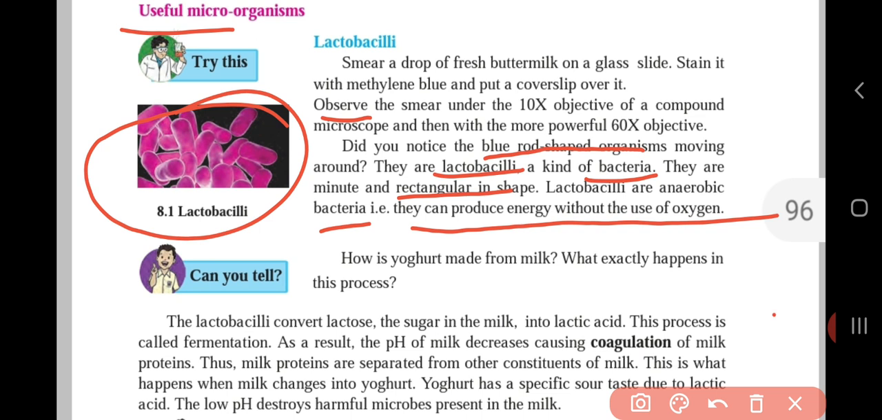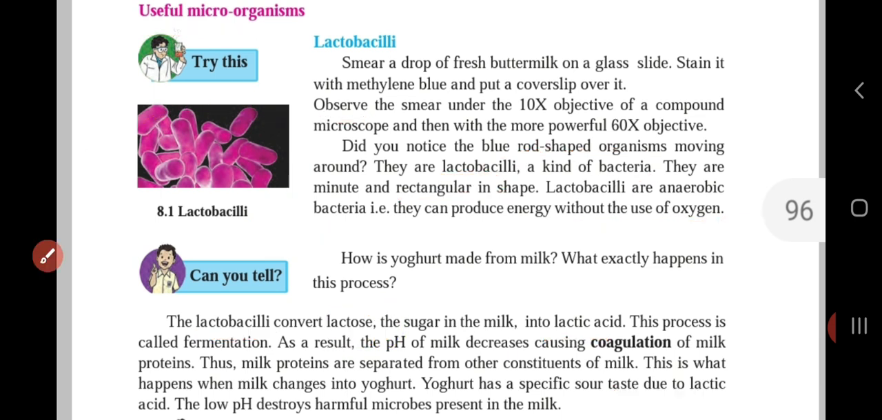But how is this lactobacilli useful to us? Now see what happens. Milk consists of a sugar called lactose, and this lactose gets converted into lactic acid by lactobacilli bacteria. So this is the role played by lactobacilli, that they convert lactose present in the milk into lactic acid, and this process is called fermentation.